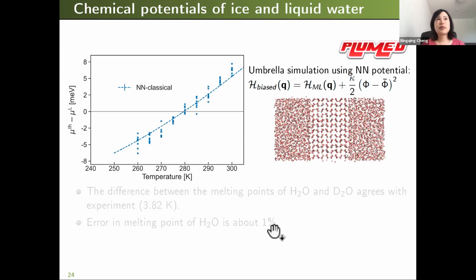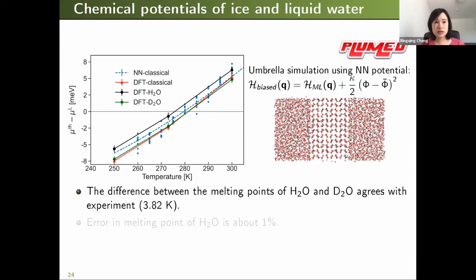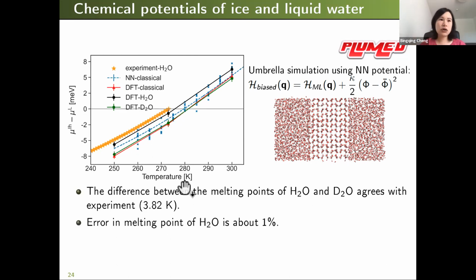And the next example is the chemical potential difference between ice and liquid water. So the same story, we computed using the neural network potential. Here we are using umbrella sampling to do this estimate. And then we correct it to DFT, and then we consider nuclear quantum effects. We can also consider separately D2O, the heavy water, and H2O, the light water. And we can also compare with experiments. So overall, we are extremely close to the experimental measurement of the melting point, and moreover, we can even capture the difference between the melting point of D2O and H2O, which is about 4 Kelvin.